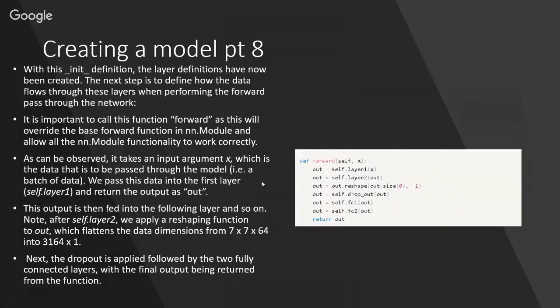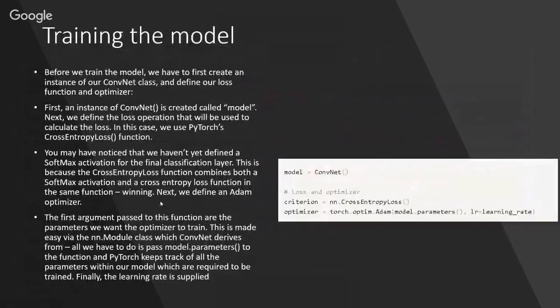Note, after self.layer2, we apply a reshape function to out, which flattens the data dimension from 7 by 7 by 64 into a 3,136 by 1. Next, the dropout is applied, followed by the two fully connected layers, with the final output being returned from the function. Now let's train it.